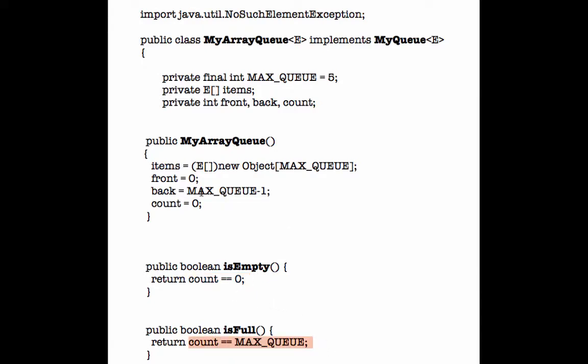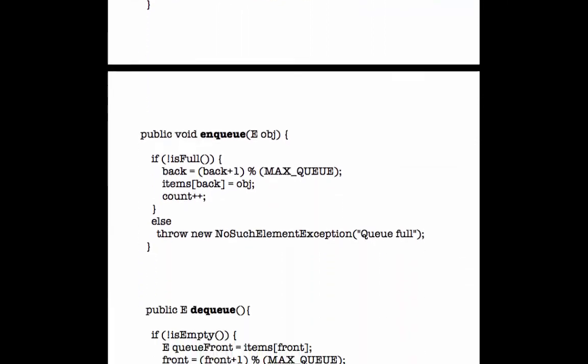Very important to realize that I'm not using front and back to decide whether the queue is empty or full. I'm going to use front and back just to decide where to insert or where to delete elements in the queue. So let's talk about those two methods then.